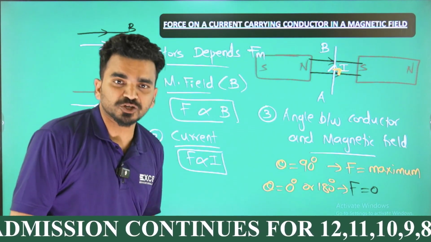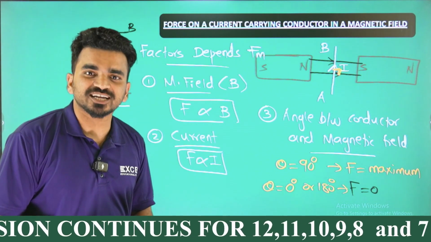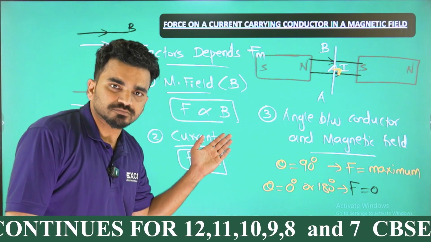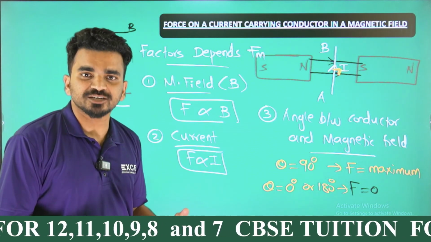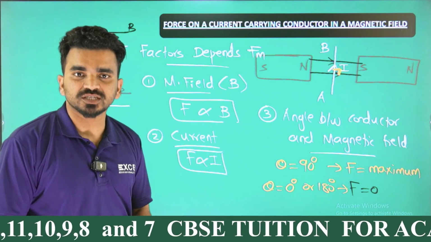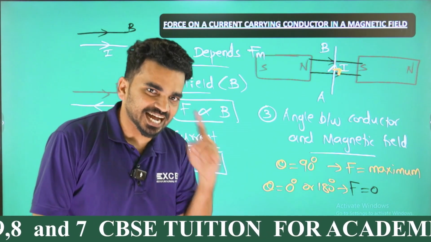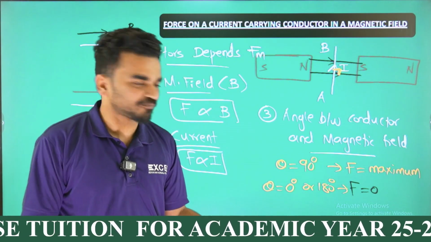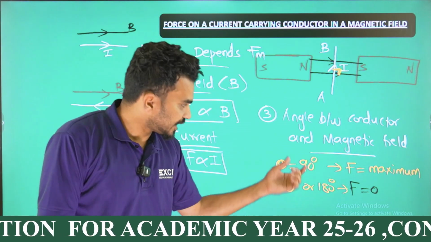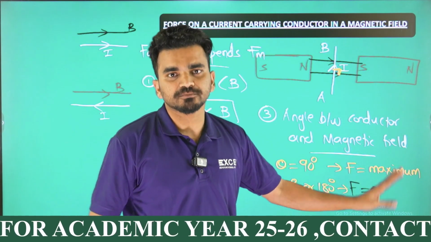So long story short, what does the magnetic force on a current carrying conductor depend on? Number 1, magnetic field, which is directly proportional. Number 2, current in the wire, which is also directly proportional. And the third one is the angle. When the angle is 0, force is 0, and at 180 also. And when the angle is 90, force becomes maximum.